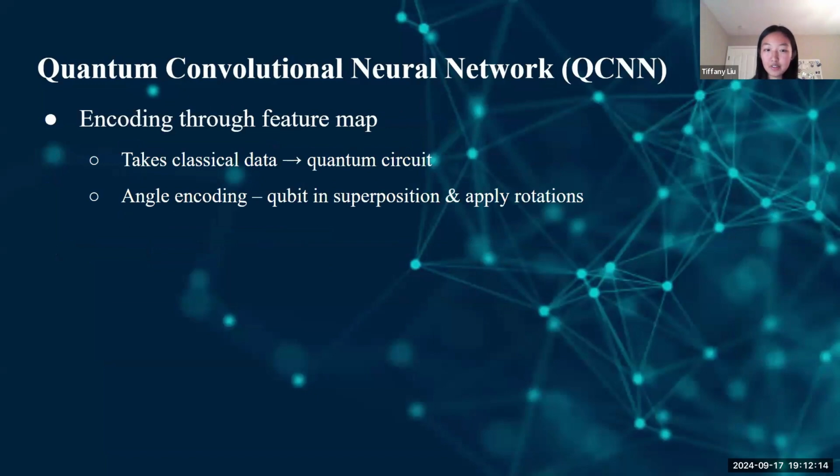So the QCNN algorithm contains 3 main parts: the encoding, processing, and measuring of the data. First, the encoding consists of the classical input data, so the brain MRI scan, being converted to a quantum circuit through angle encoding, which just puts qubits into superposition for parallel computation and applies rotations so that the data can be further processed.